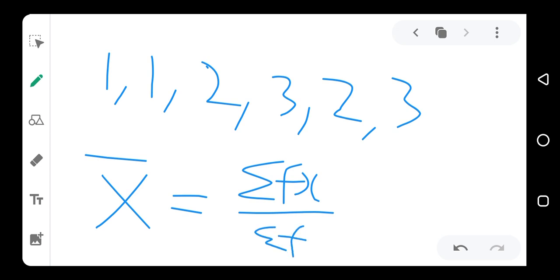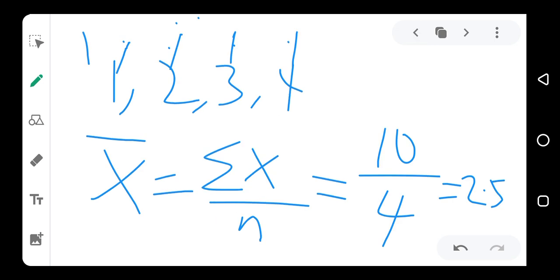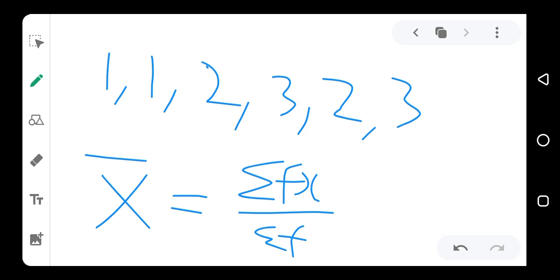Sigma fx all over sigma f. In this case, you see that each number is occurring just one time. 1 has only 1, 2 only 1, 3 only 1, 4 only 1. But here we have 1 coming 2 times, 2 coming 2 times, and 3 coming 2 times. Let's say you also have 4, and maybe 4 is coming just 1 time. So we see that each of the numbers, or most of the numbers, are occurring more than once.